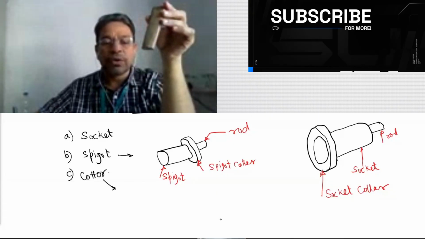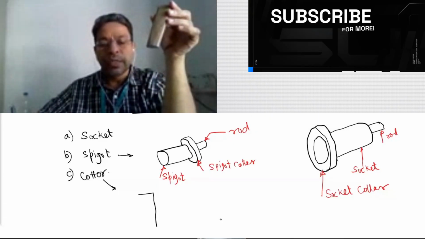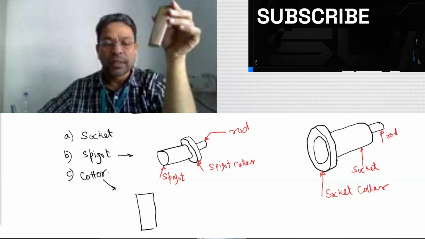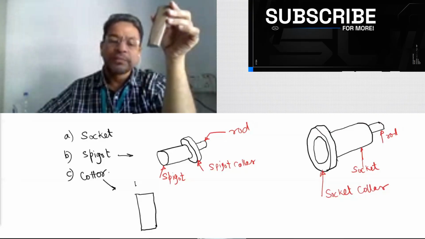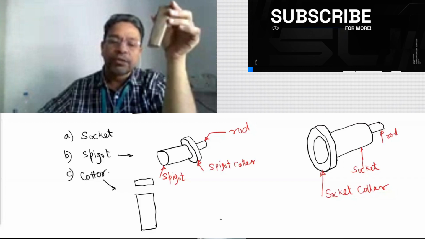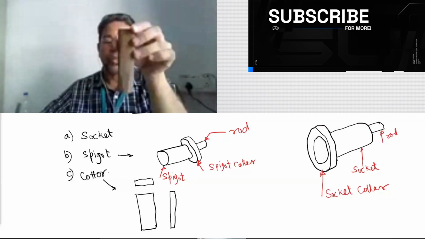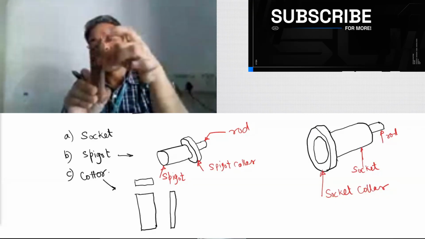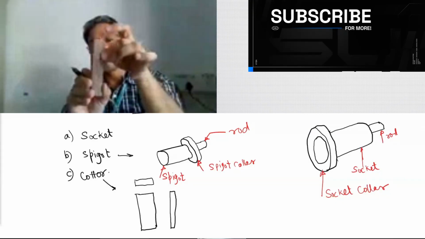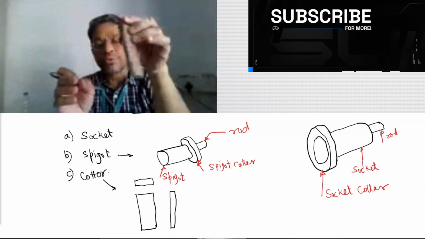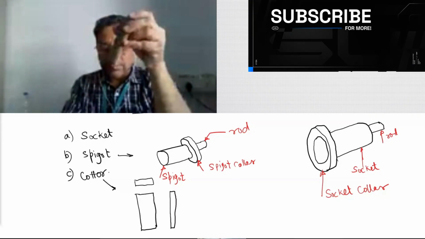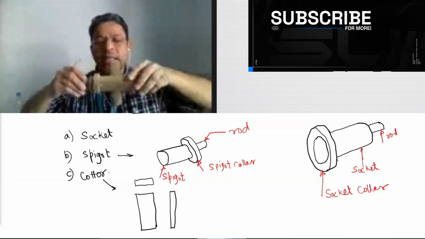How the cotter looks like? The cotter looks like this. This is front view. This is top view, and this is side view of a Cotter. Is this clear to you? Cotter is inserted in it like this. Now this has become a joint.